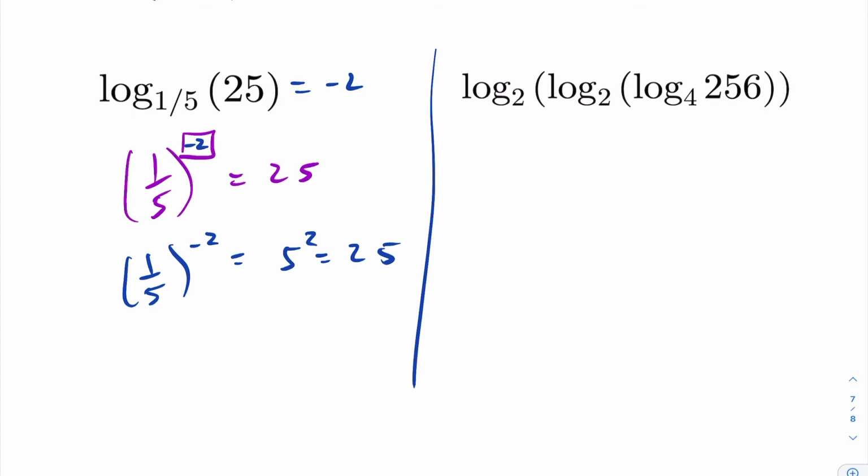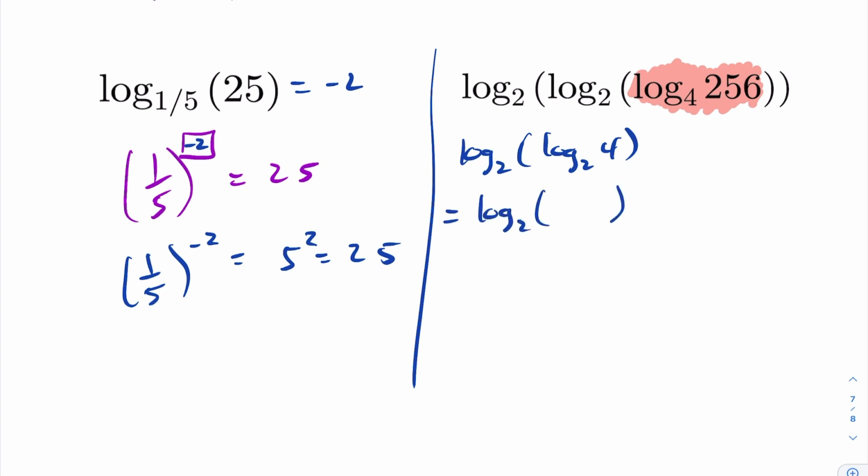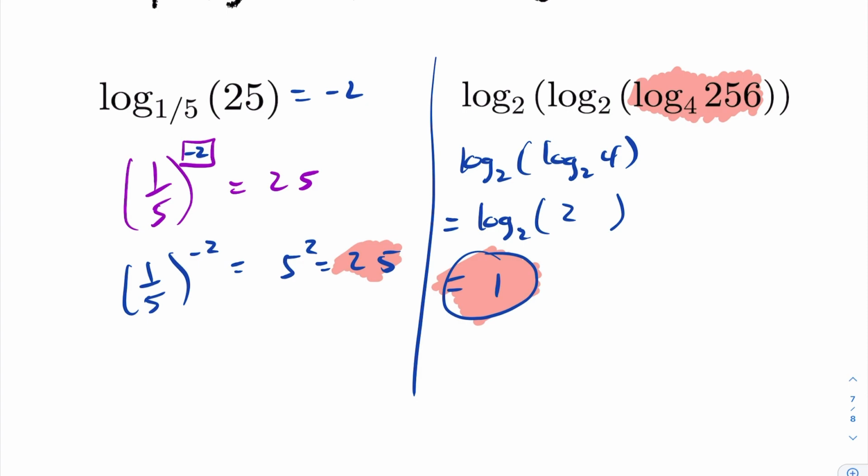Continuing on here, we have a composition of functions: logarithm base 2 acting on logarithm base 2 acting on logarithm base 4 of 256. Well, log base 4 of 256 is the exponent we raise 4 to get 256, and that is equal to 4. So this will be log base 2 acting on log base 2 of 4. Log base 2 of 4 is the exponent we raise 2 to get 4, which is 2, and log base 2 of 2 is 1. So the simplified answer to this logarithmic expression is 1. All right, that concludes today's lesson on logarithmic functions.